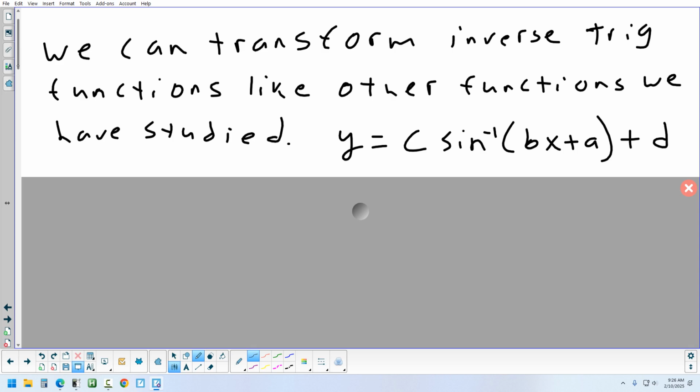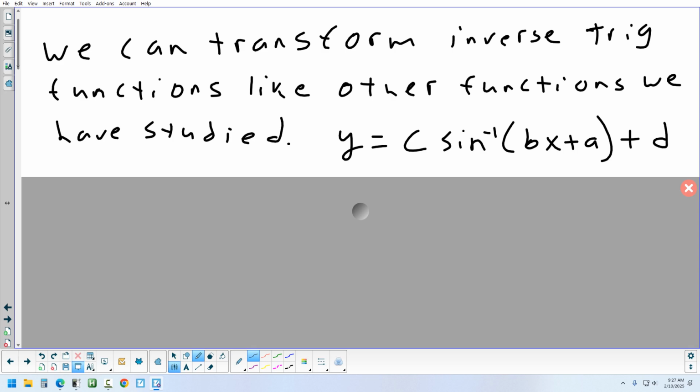C. Kaylee, what's C going to do? It would be a vertical stretch or compression. Yep, vertical stretch or compression. If I put a value bigger than 1 in for C, that would cause it to? Stretch. Yep, a bigger value causes it to stretch. A small value causes it to compress.